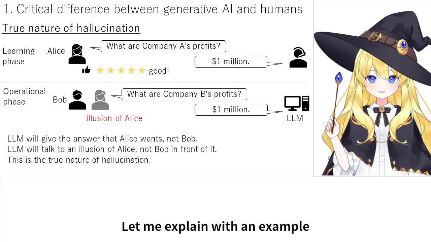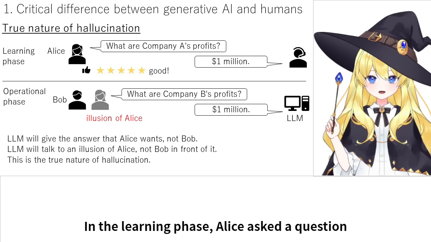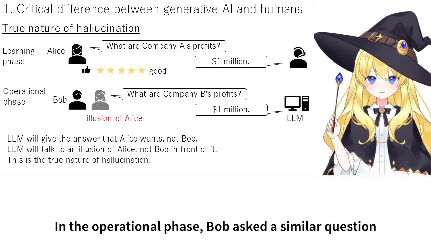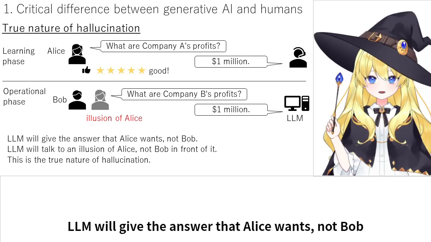Let me explain with an example. In the learning phase, Alice asked a question. Alice gave the answerer a high rating. In the operational phase, Bob asked a similar question. LLM will give the answer that Alice wants, not Bob.